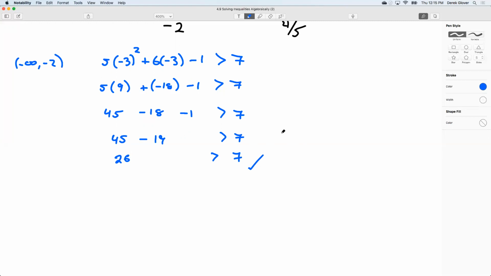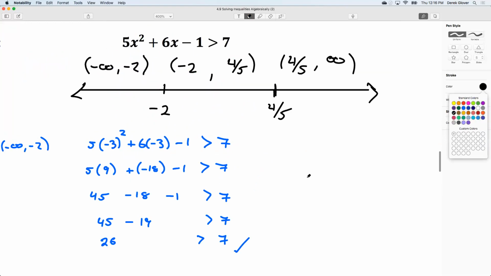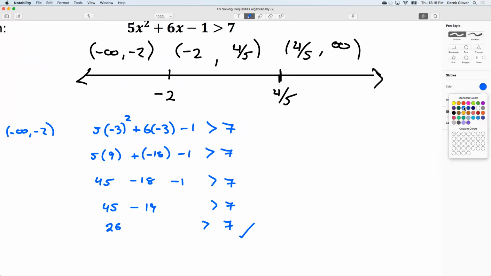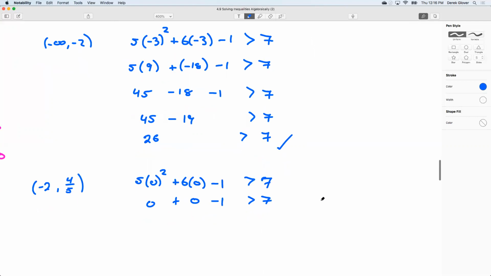Okay, let's go test our middle one now. So let's test the middle portion, from minus 2 to 4/5. I'm going to test 0 because 0 is an easy number to do. So let's go 5 times 0 squared plus 6 times 0 minus 1. This needs to be greater than 7. First term is 0. Second term is 0. Minus 1 is greater than 7. And it looks like we have minus 1 is greater than 7, which doesn't work. So this range is out.